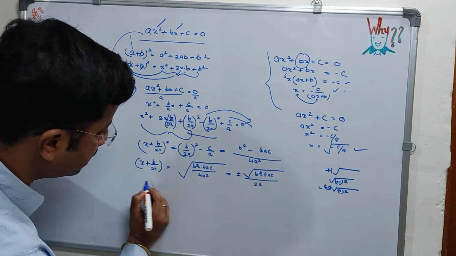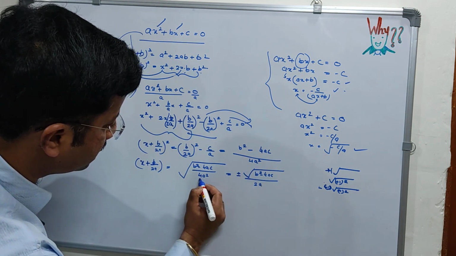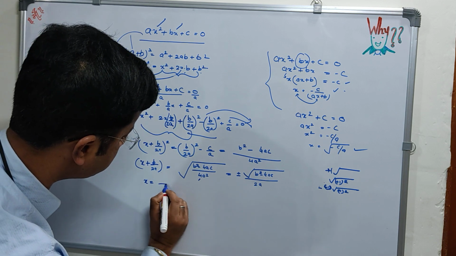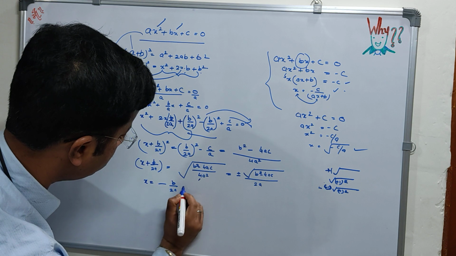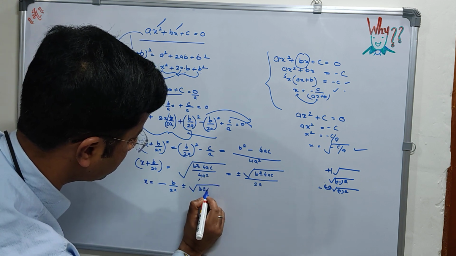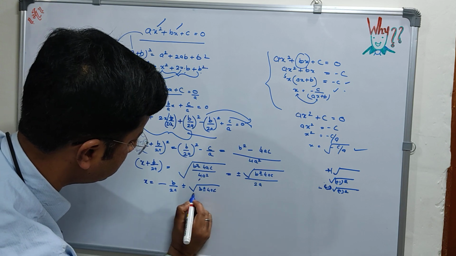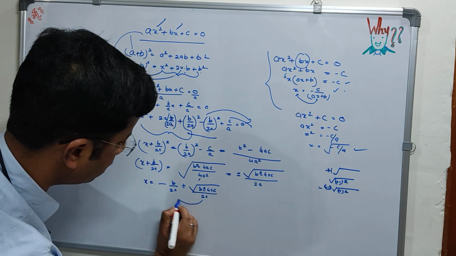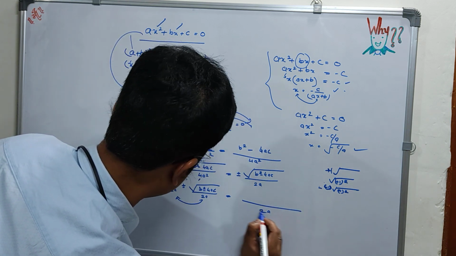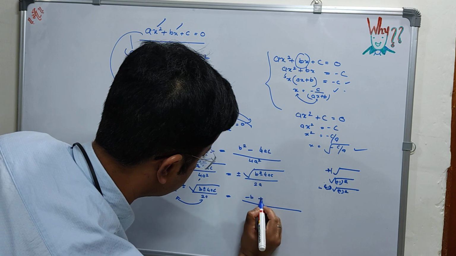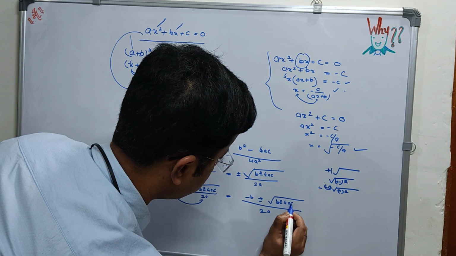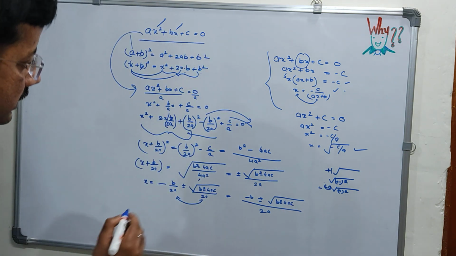Now here what we have got, we have found the square root of a 2 and a. Now x equals, this will go on the right hand side, minus b upon 2a plus minus root under b square minus 4ac upon 2a. Now here the LCM is the same, so we can write 2a, this is minus b, this is plus minus root under b square minus 4ac. And these are the two values.